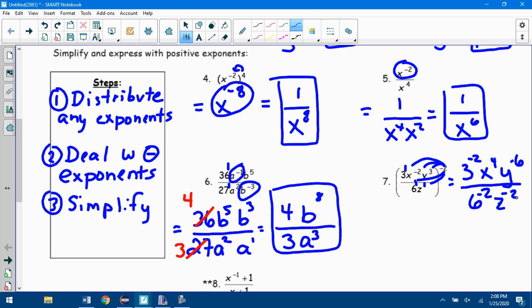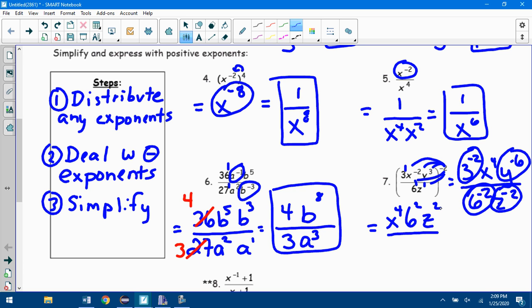Okay, what should I do next? I should circle anything that has a negative exponent. So we're going to circle that, that, that, and that. So what's not moving? Just that x to the 4th. That gets to stay where it was. Everything else is moving. So with that x to the 4th, we also have a 6 squared and a z squared on top. And on the bottom, I've got a 3 squared and a y to the 6th.